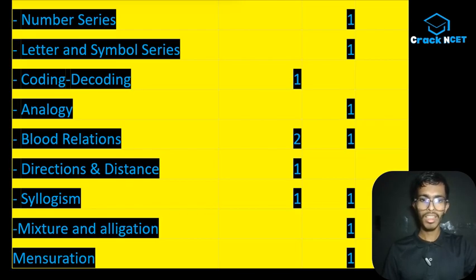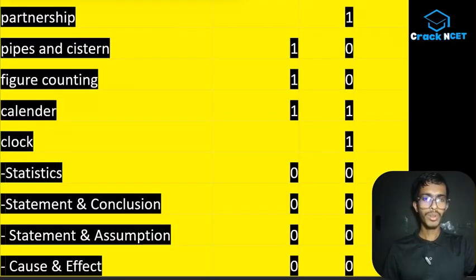In the previous NCT papers, from mixture and alligation 1 question came in the year 2024, from mensuration 1 question came, from partnership 1 question came in the year 2024, and pipes and cistern 1 question came in the year 2023. So you can see whatever things are happening in other chapters too. From calendar, 1 question each was asked in the previous NCT papers. In the Venn diagram chapter, 1 question was asked in the 2024 NCT paper.